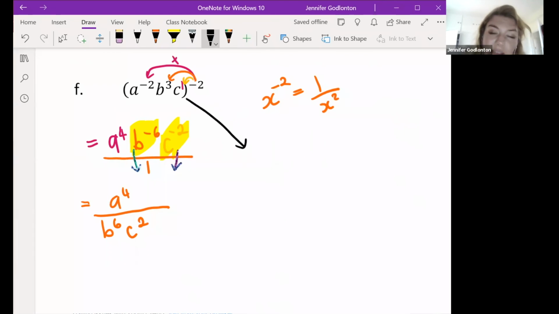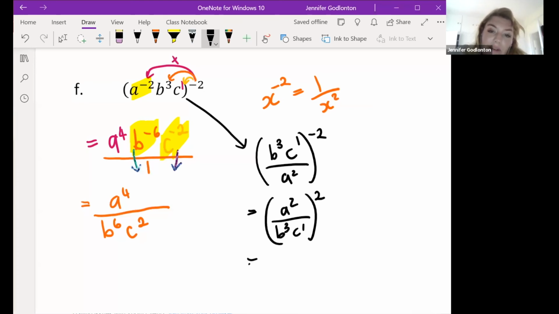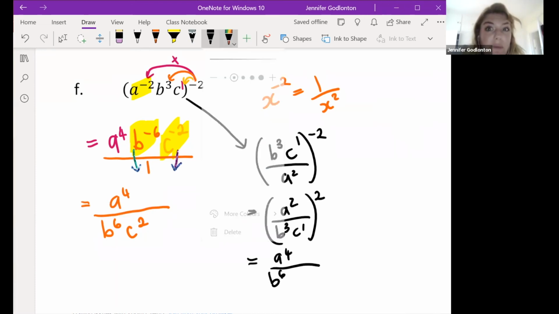Alternatively, you could write this as a fraction from the beginning. So you could say, okay, this a to the negative 2 is negative, so we would have b cubed c to the 1 over a squared, and all of that is to the negative 2. And then do what we've just done now. So flip your fraction, and then your sign becomes positive, and then multiply that in. You're welcome to do it that way. I just think it would be a little bit more confusing, but those would be our only options.